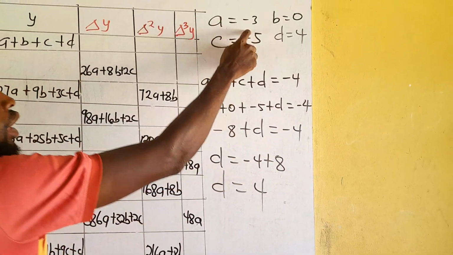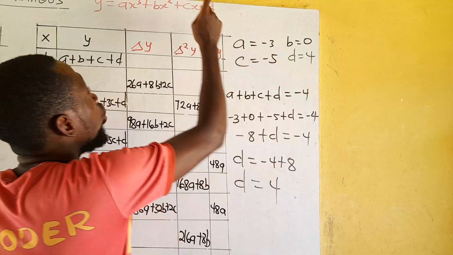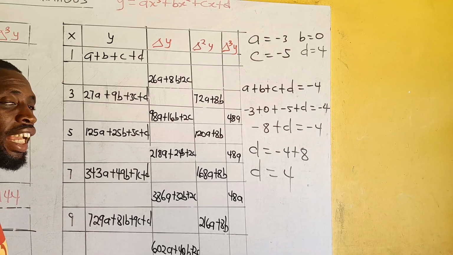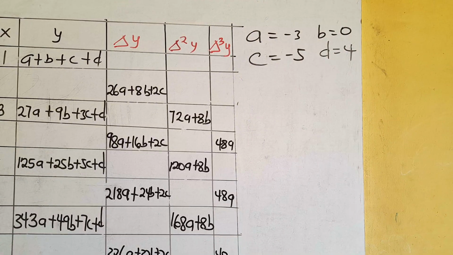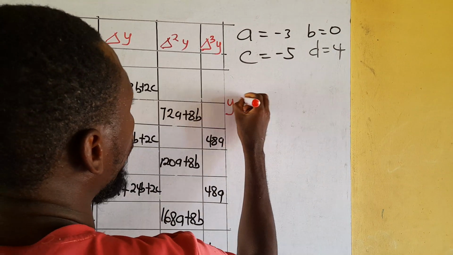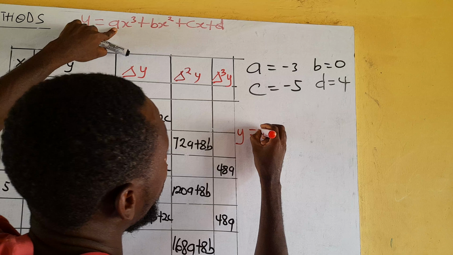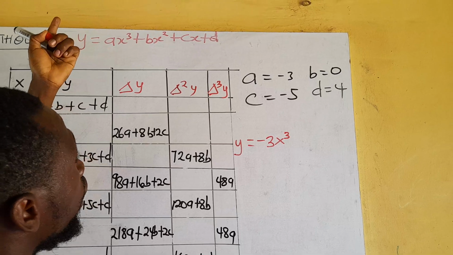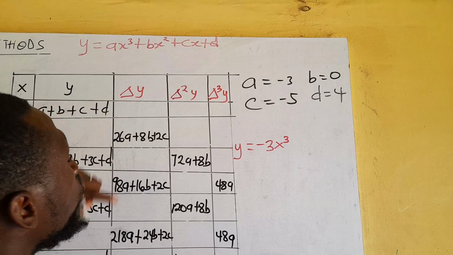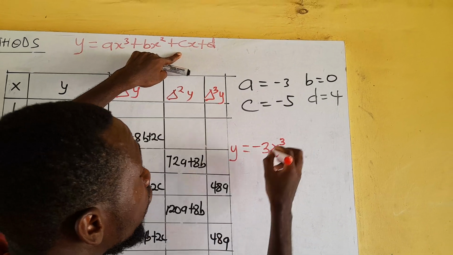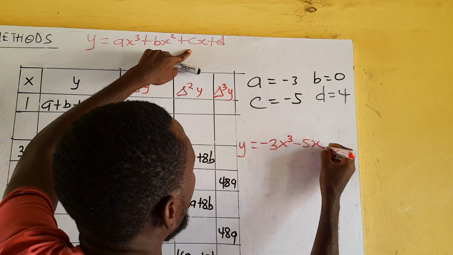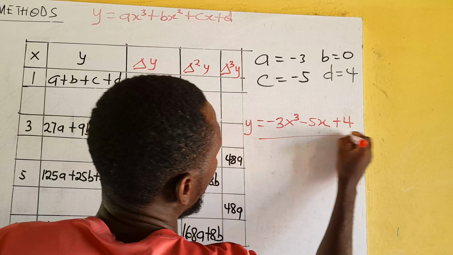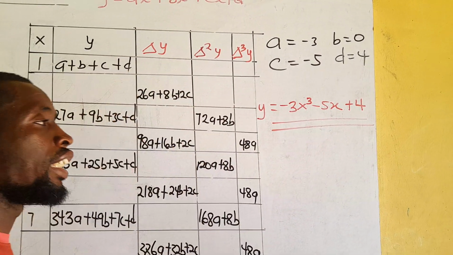So, having known A to be negative 3, B is 0, C is negative 5, and D is 4, we substitute into our polynomial function to get that polynomial function that connects x and y. So y is equal to negative 3x squared, B is 0, so the second degree term will not be part again, and C is negative 5, so minus 5x, D is 4, so plus 4. Then we can say this is our polynomial function that connects x and y.